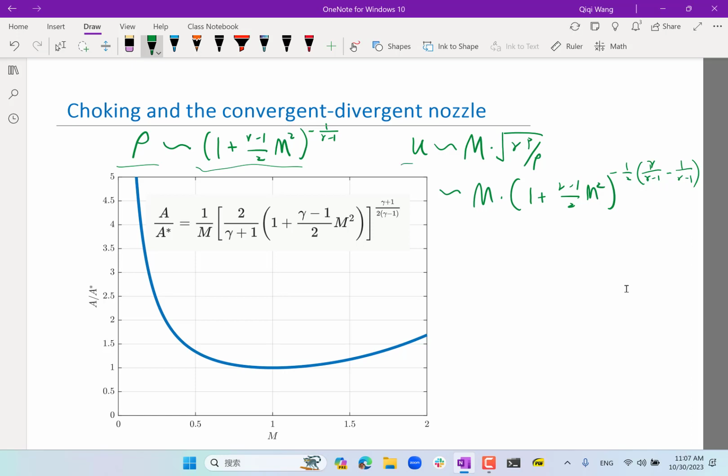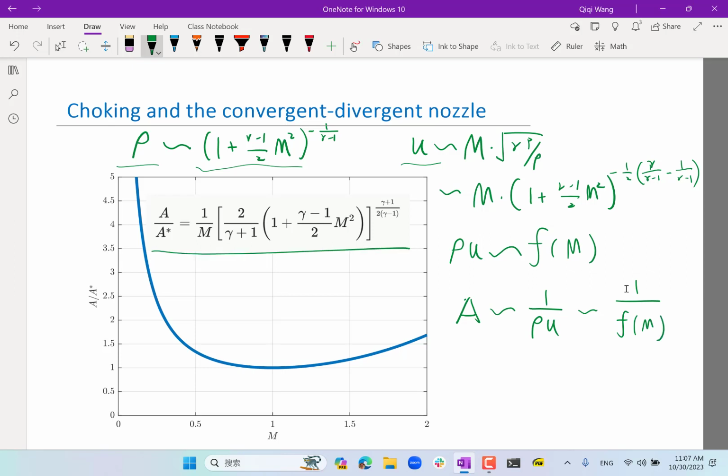After you do the math, you're going to find out that rho and u both can be written as something that is just a function of the Mach number, right? So essentially, rho times u is proportional to some function of the Mach number. When you push the flow through a nozzle or a duct where the area changes, the area has to be inversely proportional to rho u, the mass flow per unit area, and therefore it's going to be 1 over this function.